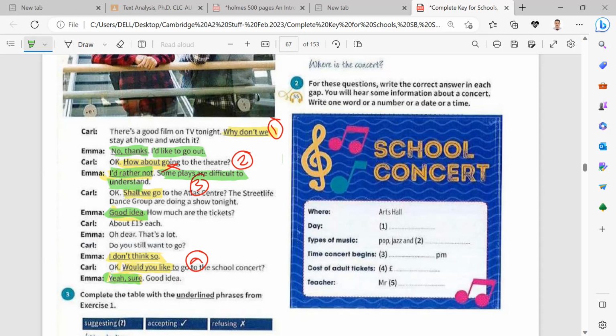Or you can say, I don't think so. Or, do you still want to go? I don't think so. So here, Sarah, let me stop sharing this and share my screen. Here, my whiteboard.